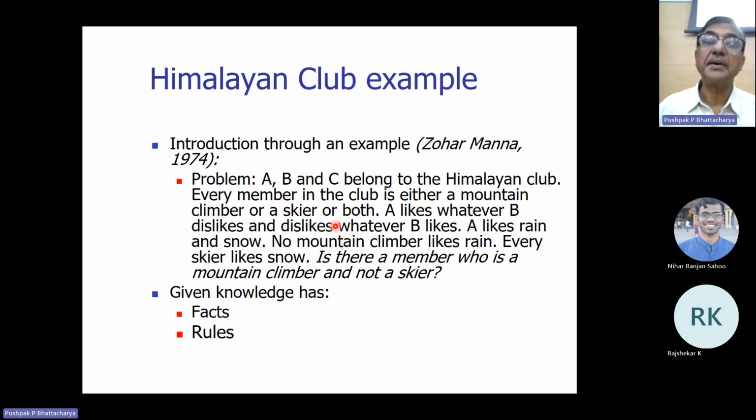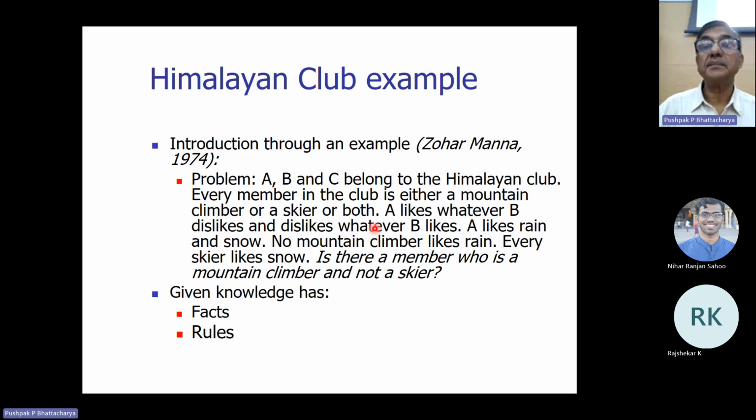either a mountain climber or a skier or both. A likes whatever B dislikes and dislikes whatever B likes. A likes rain and snow. No mountain climber likes rain. Every skier likes snow. Is there a member who is a mountain climber and not a skier? So we would like to apply resolution refutation to solve this problem.